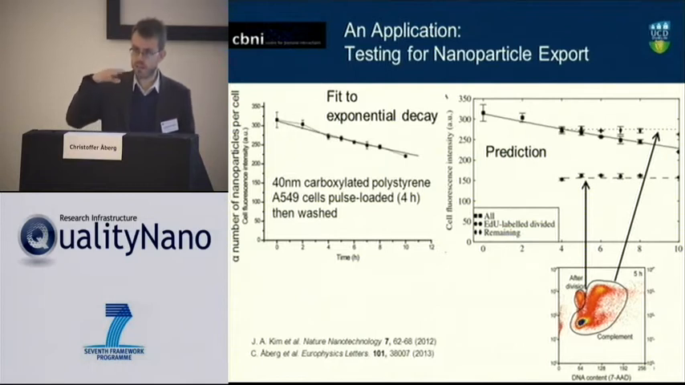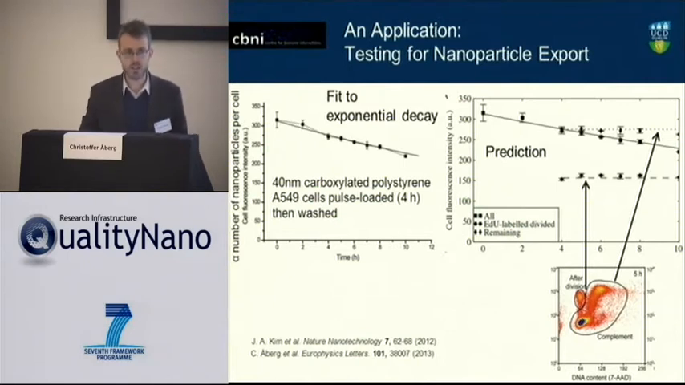So having this kind of framework, we can also start using it for actually predicting stuff. One thing we have been rather interested in in Dublin is the question of whether nanoparticles, once they're taken up by cells, ever go out again.